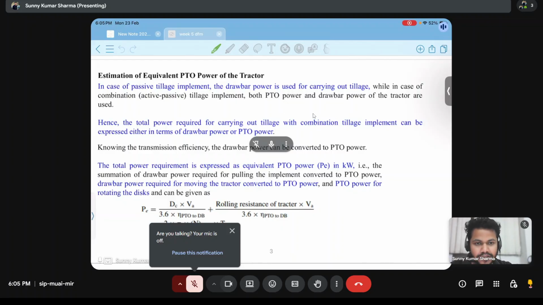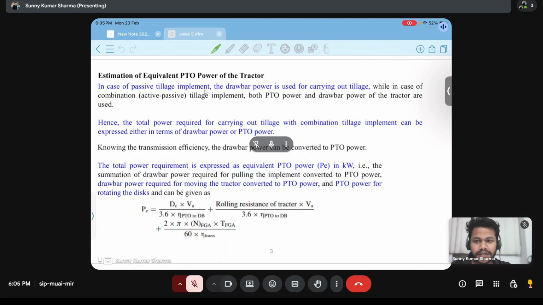Like in last classes, we have discussed what is active and what is passive tillage implement and what is active passive combination tillage implement. So in passive tillage implement, only drawbar power is used for carrying out tillage. While in case of combination tillage, both PTO power and drawbar power of the tractor will be used.